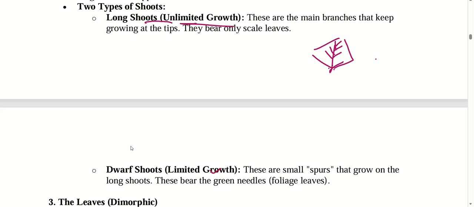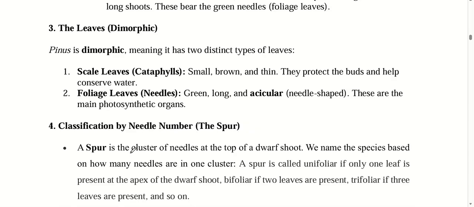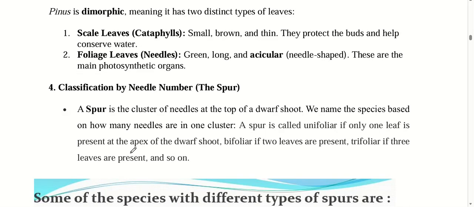And as it is said, the leaves are dimorphic, that is, Pinus has two kinds of leaves. One is the foliage leaves, which are present in the dwarf shoot, and the scaly leaves, also known as cataphylls, which are present in the long shoots, and are small, brown, and thin structures. They are present in the dwarf shoot also, but the branch of unlimited growth, that is the long shoot, contains only scaly leaves, and they protect the buds and help to conserve water.